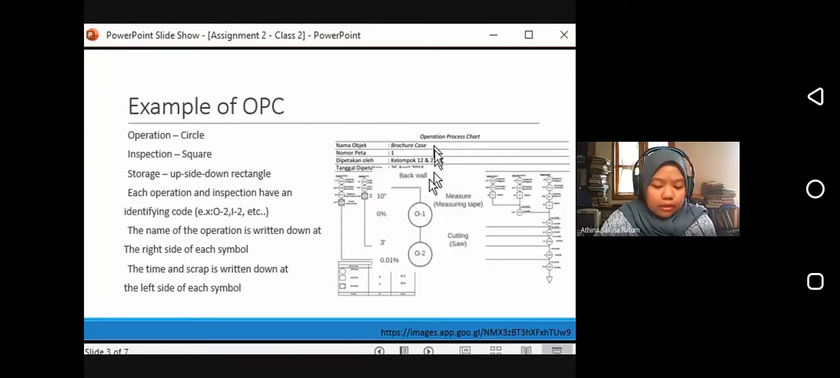Okay, this is a more detailed example. This is the one that I mentioned. The name of the operation is written down here at the right side of its symbol, and then the time and scrap are written at the left side of each symbol. So this means 10 seconds, this is 3 minutes, and then this is measuring. The scrap is 0%, and let's say for cutting, the scrap is 0.01%. So on the right side, other than mentioning the process, you also put the name of the tools that you use. This is for the OPC.